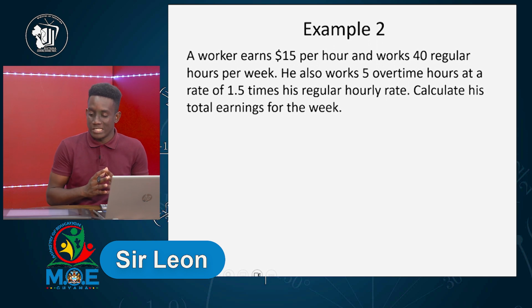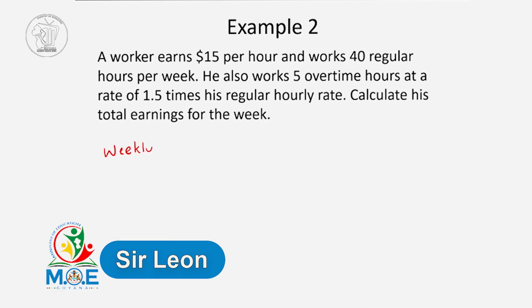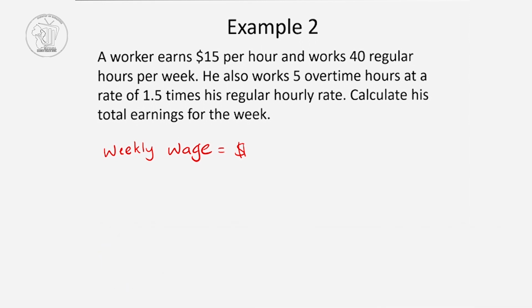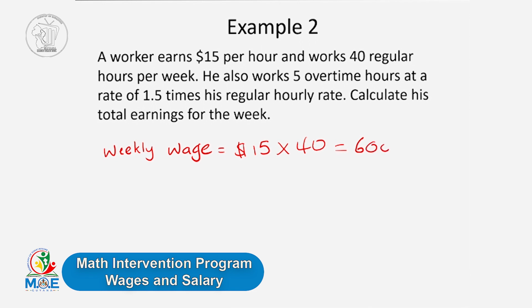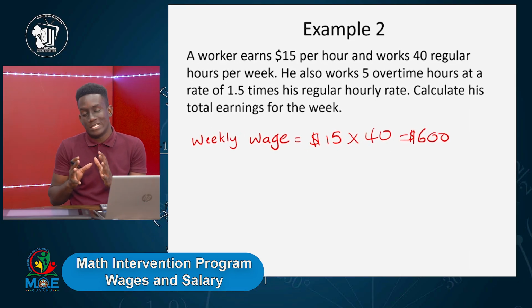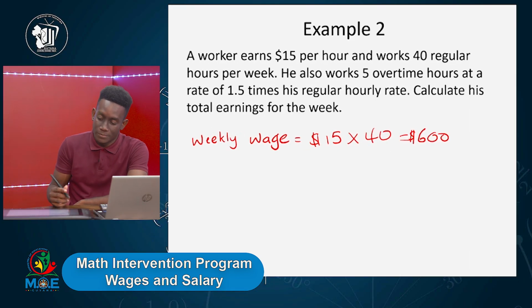So first things first, let's find his weekly wage, his normal wage. So his weekly wage would be equal to, so we see he earns $15 per hour, so it will be 15 multiplied by the 40 regular hours that he worked. So 15 times 40 will give us $600. So we see he earned $600 for his normal week that he worked. Now let's calculate his overtime wage.